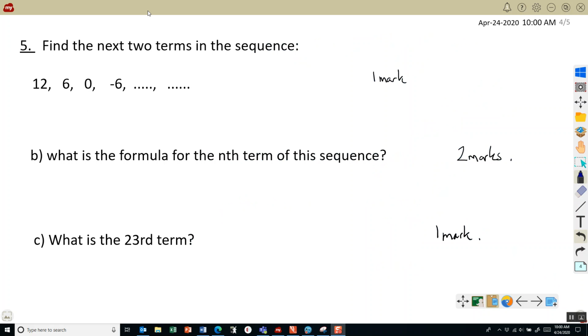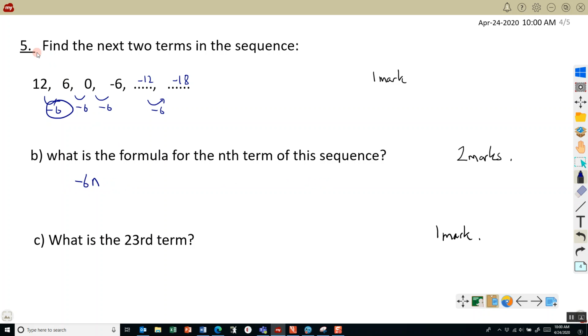Okay, question 5, your favorite. Find the next two terms in the sequence. I can see that the sequence is going down by negative 6 each time. So this is going to be negative 12, and go down another 6 is going to give me negative 18. And the formula, so remember, this is your key. So the first thing you think of is, okay, let's look at negative 6n and try it.